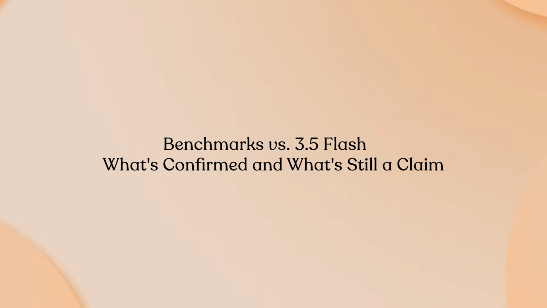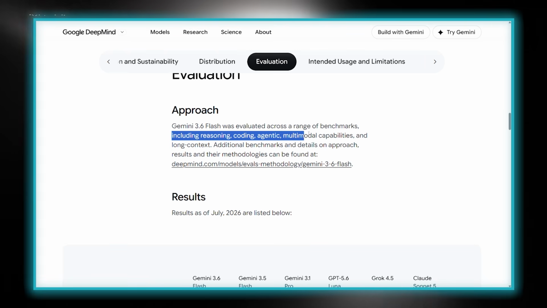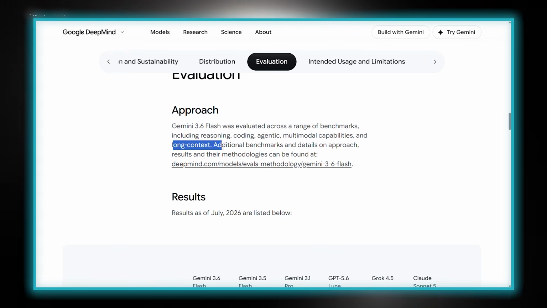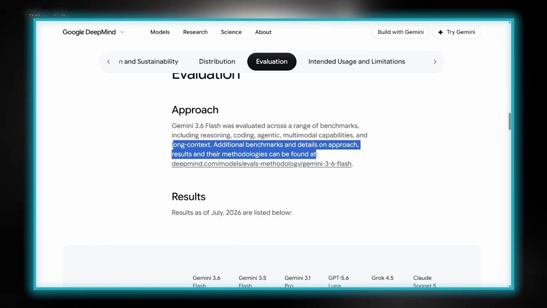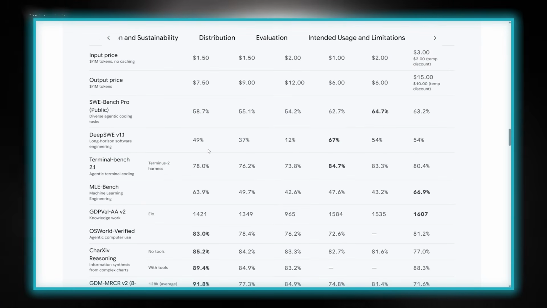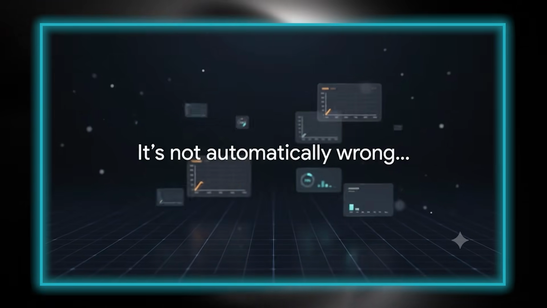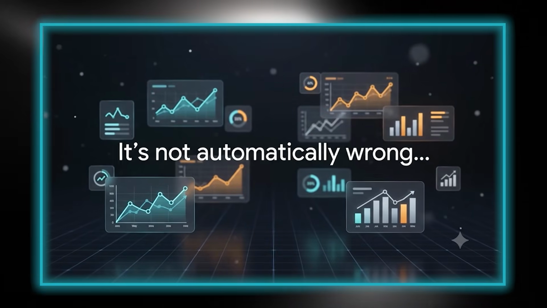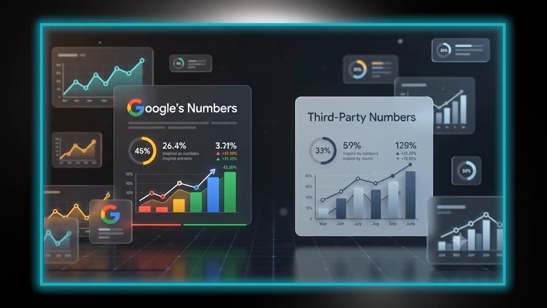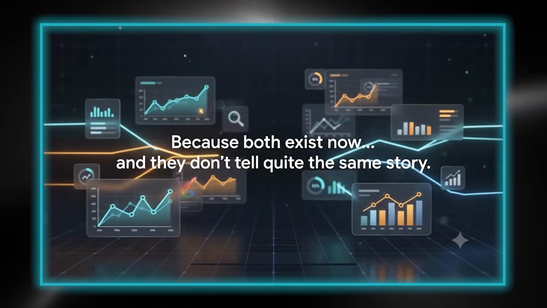Benchmarks versus 3.5 Flash. What's confirmed and what's still a claim. Here's the fairness pivot this section needs, stated plainly up front. Most of the coding and agentic numbers attached to 3.6 Flash come from Google's own DeepMind model page, using Google's own benchmark suite. That's grading its own homework. It's not automatically wrong, but it's worth knowing which numbers are Google's and which ones came from somewhere else, because both exist now, and they don't tell quite the same story.